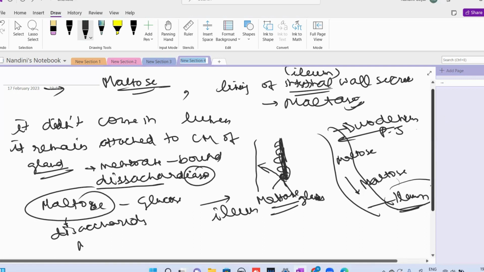Fine. So what is this maltase going to do? This maltase converts maltose into glucose. And what kind of glucose? Alpha glucose.